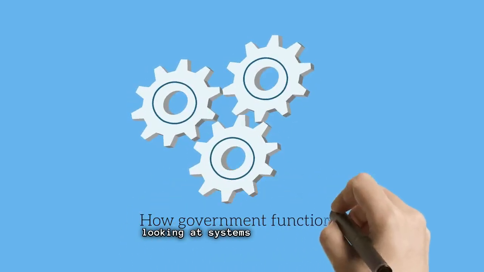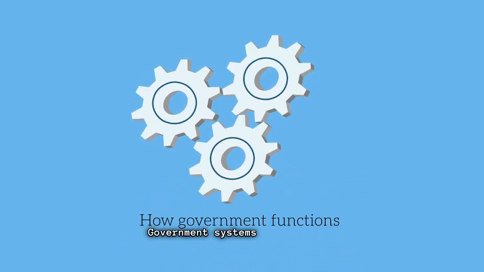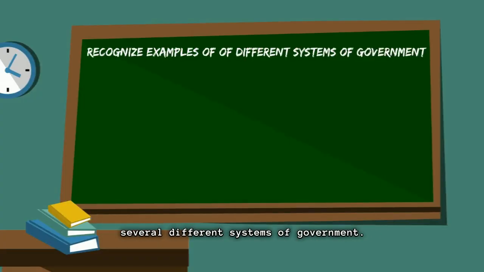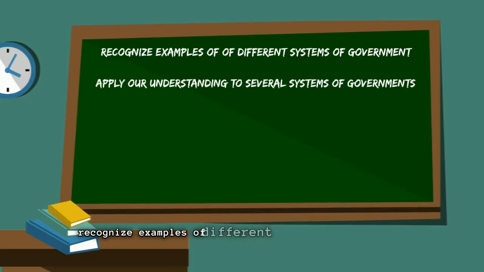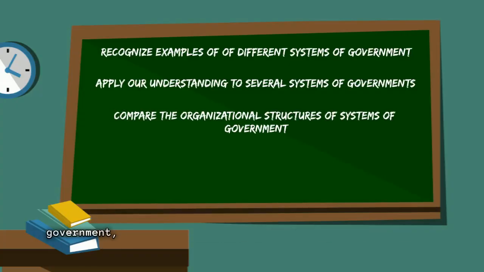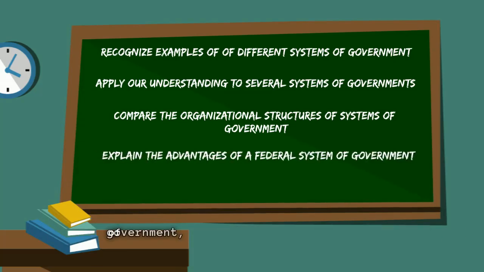Today we're going to be looking at systems of government. Government systems focus on the rules of how government functions. So we're going to look at several different systems of government. After watching this video, you'll be able to recognize examples of different systems of government, apply your understanding to several systems of government, compare the organizational structures of systems of government, and explain the advantages of a federal system of government.